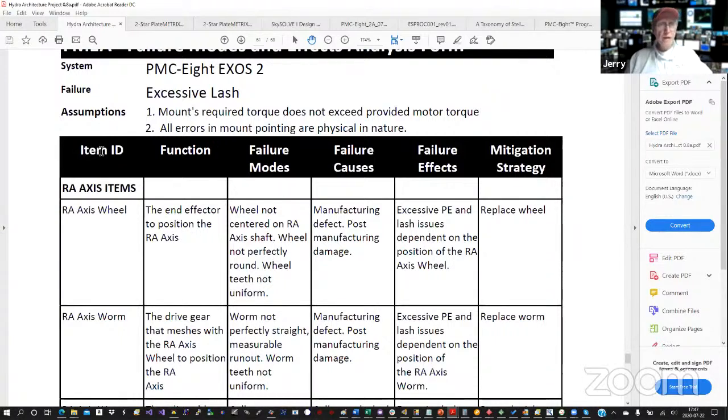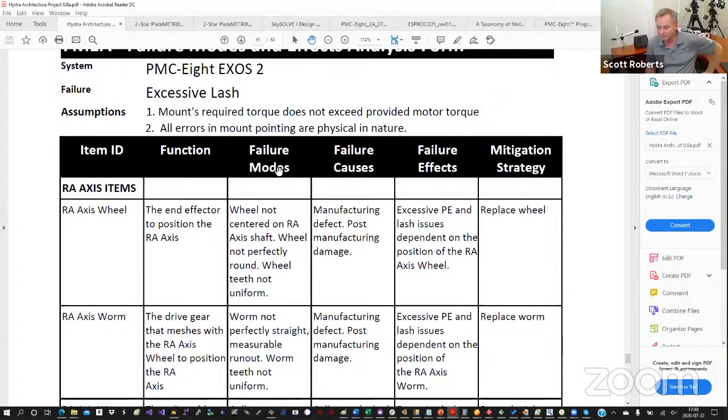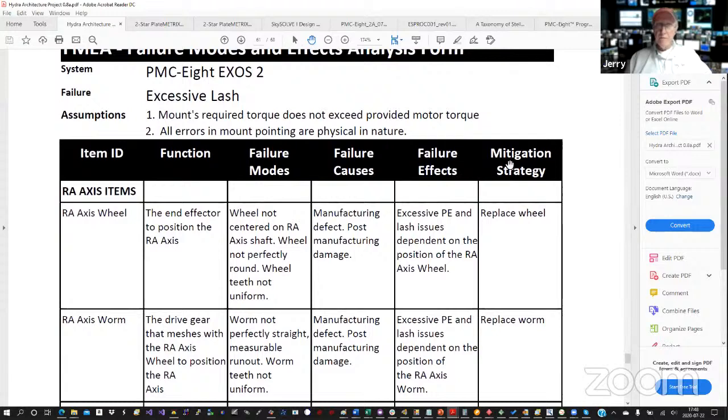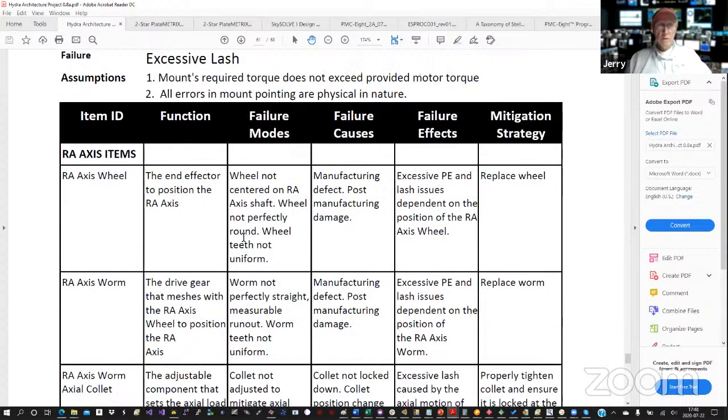So the things we look at: we have an item, we have the actual problem, we have the function of the component, we have the failure mode of the component, we have causes that we think might lead to that failure. And then what are the effects of the failure? And then we have a mitigation strategy. How do we protect from getting that failure?